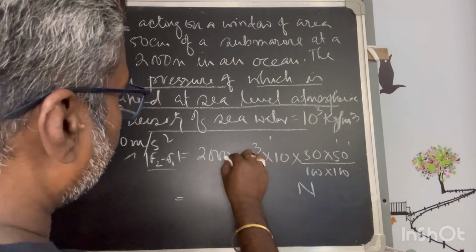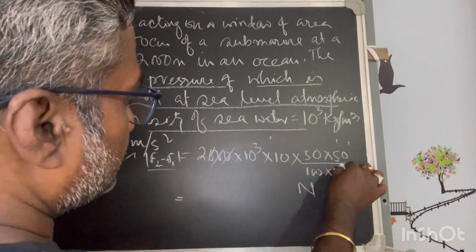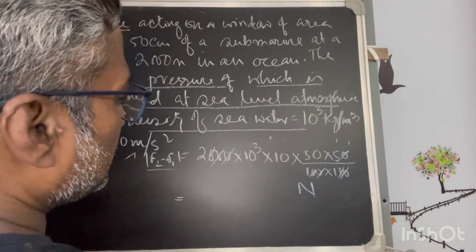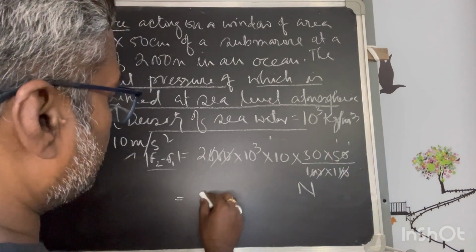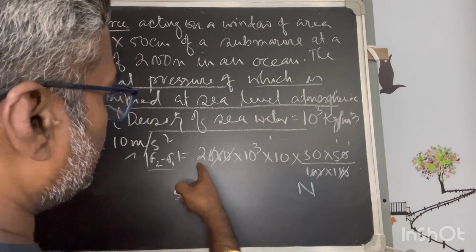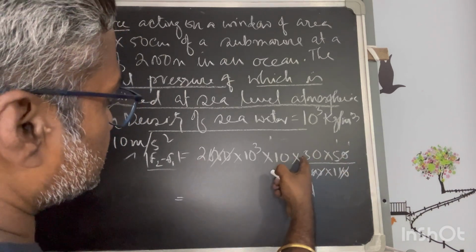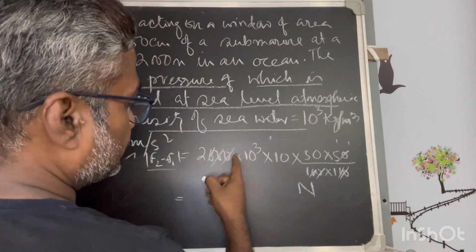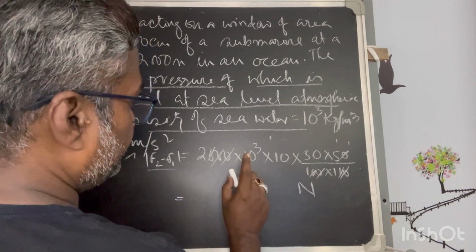Now everything is cancelled. The only remaining is 50 into 50, 5 into 5 into 2, so 5 into 5 means 25, 25 into 2, 50.